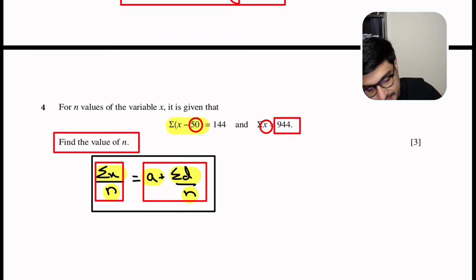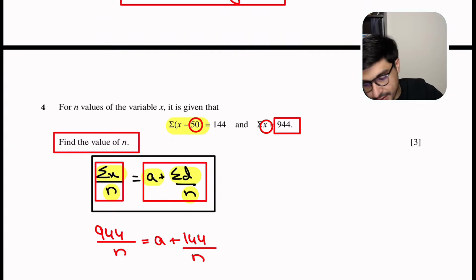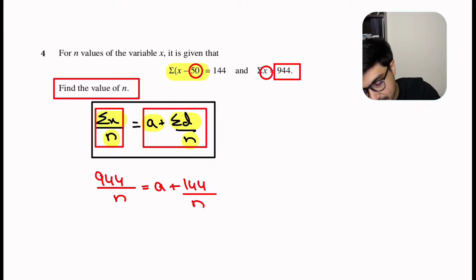So what is the sum? The sum is 944 upon n, and this is going to be equal to a plus the difference, which is 144 upon n. The assumed value over here, a, is 50. So this is what it is supposed to be.